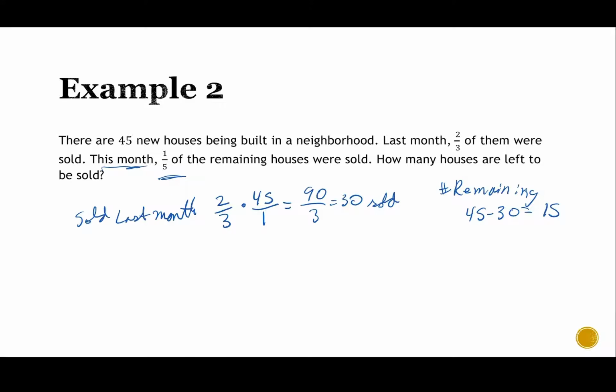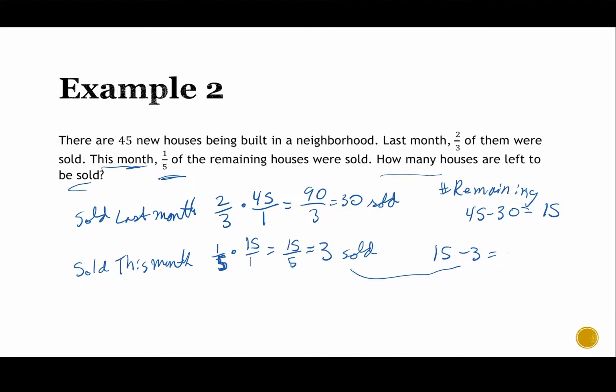This month, 1/5 of the remaining houses were sold. So sold this month, I have 1/5 of 15 over 1. That gives me 15/5, which is 3. So 3 were sold. So how many houses are left to be sold? Well, I have 15, and then I sold another 3. So there are 12 remaining to be sold.